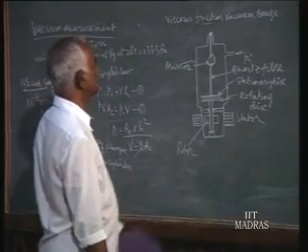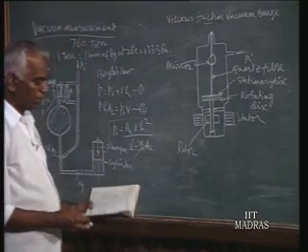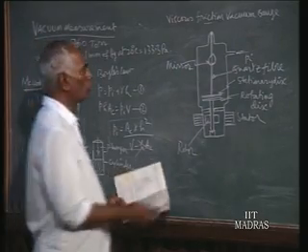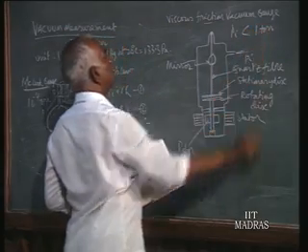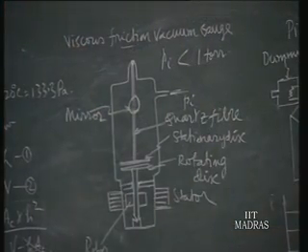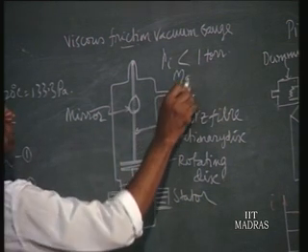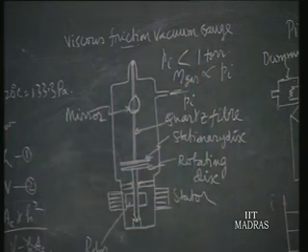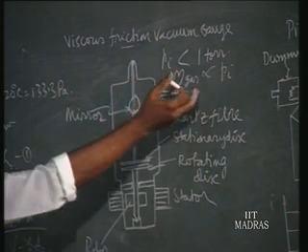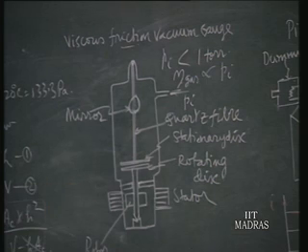Second method is the viscous friction vacuum gauge. Whenever the pressure Pi is less than 1 torr, the viscosity of the gas is proportional to the pressure. The viscosity eta of gas is proportional to the pressure Pi. Higher the pressure, higher will be the viscosity. The absolute viscosity of gas is proportional to Pi. That is what is made use of here.